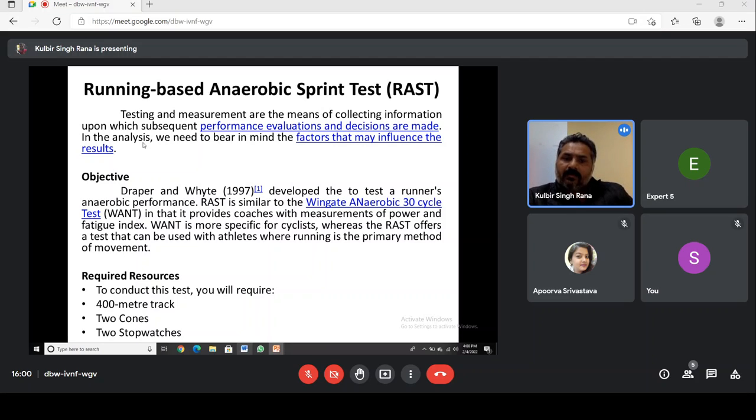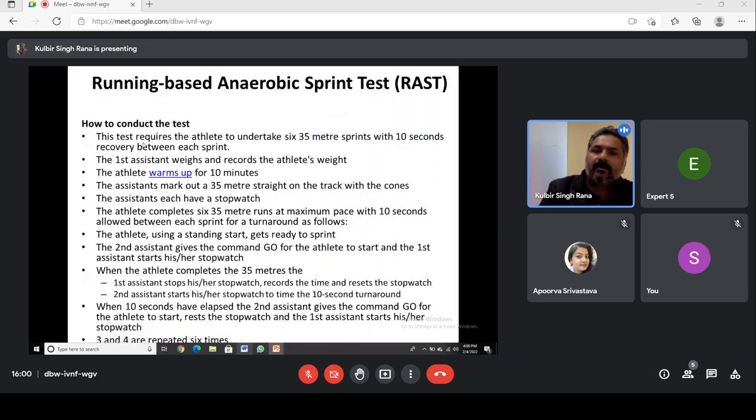What are the requirements? The requirement will be again a 400 meter track, two cones and two stopwatches, right? How to conduct the test: it requires the athlete to undertake 6 sprints of 35 meters with 10 second recovery. We'll divide the 400 meter track into 35 meter areas by the cones. They'll start running 35 meters, then 10 second rest, then again 35 meters they'll run, then again 10 second rest.